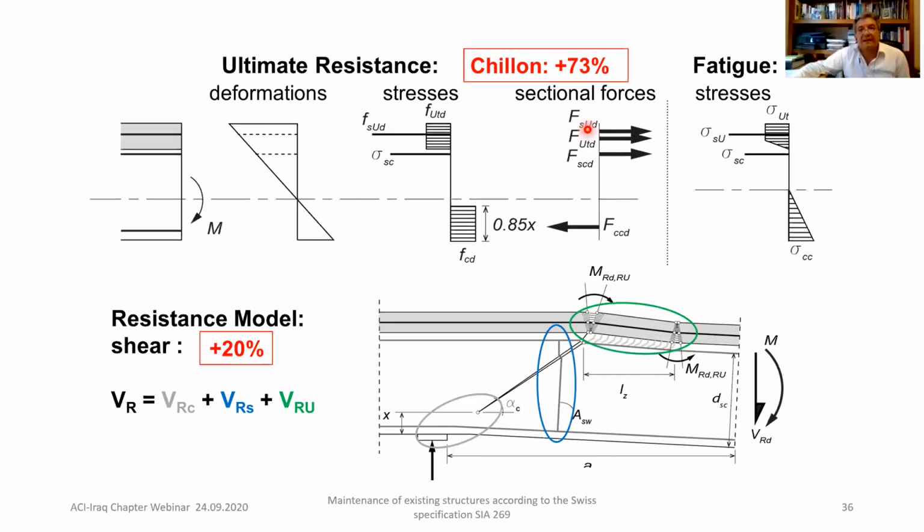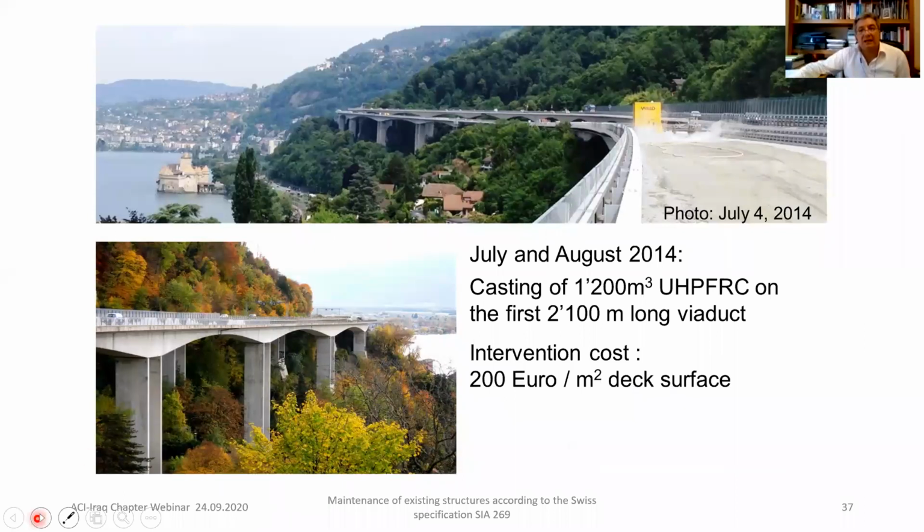You can see that he increased the flexure strength for the deck by about 73%, and for the shear about 20%. And the work did not take a long time, because it's a very small procedure. It started in early July and finished at the end of August 2014.